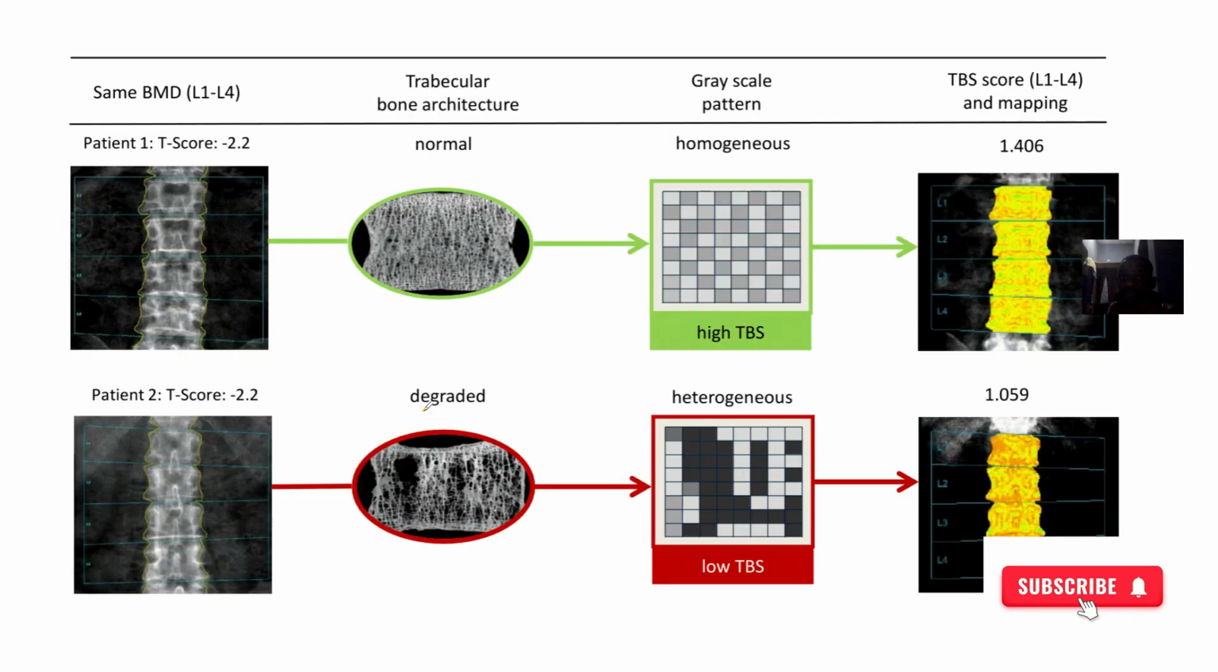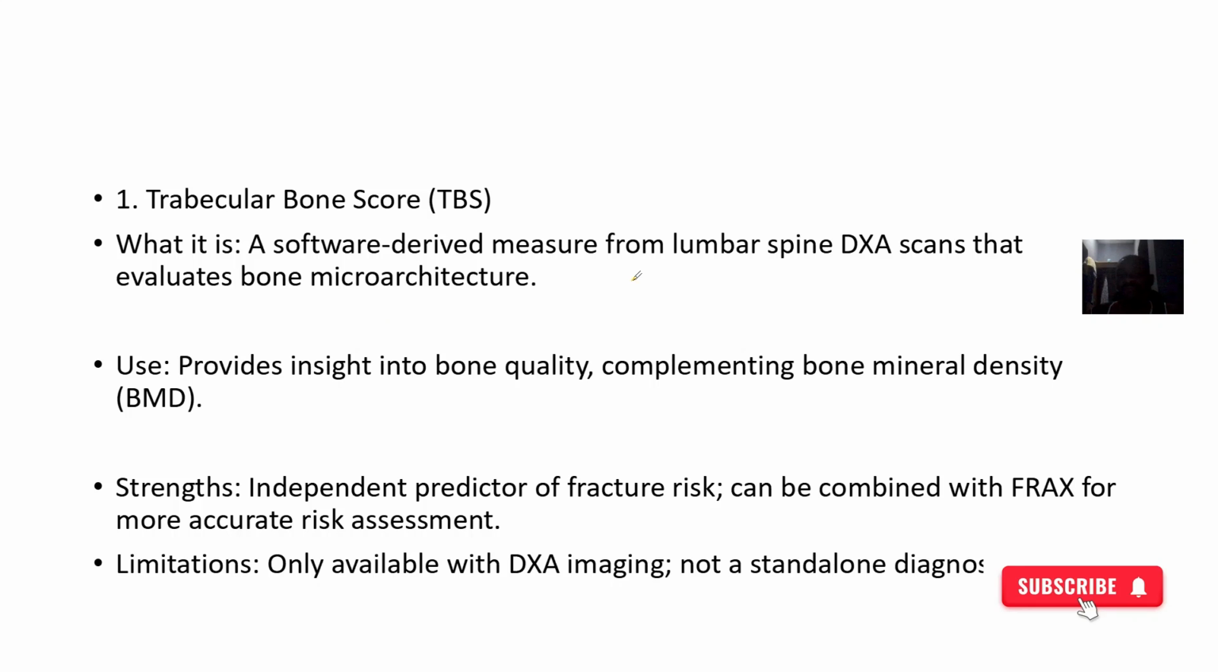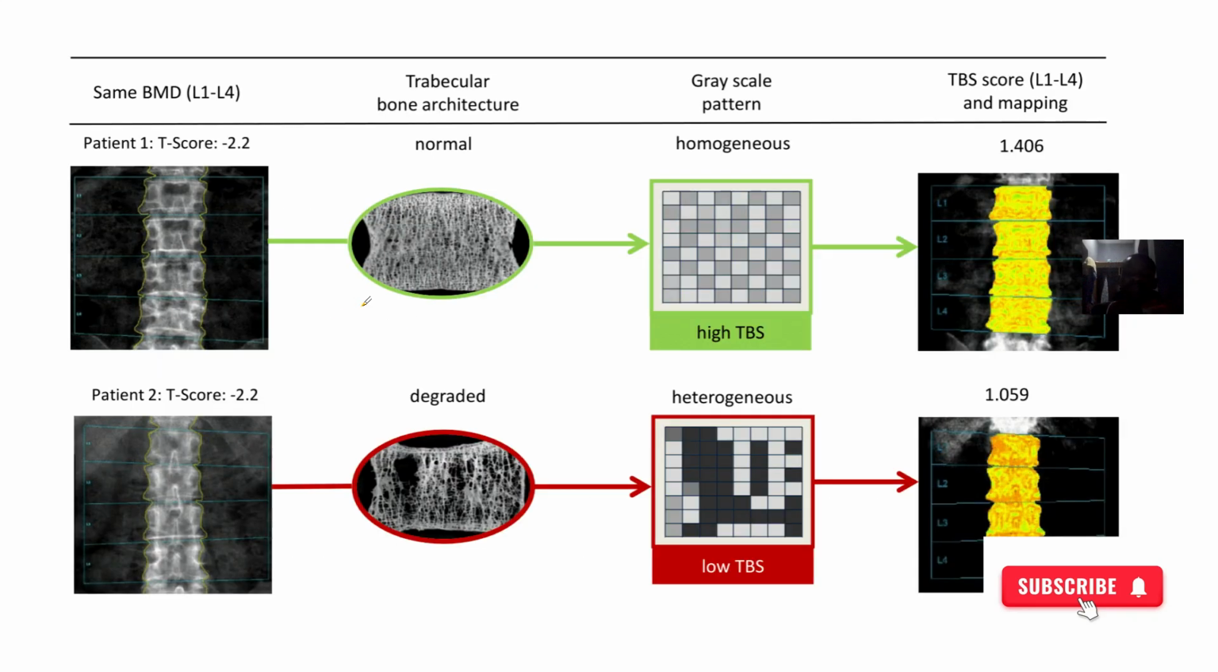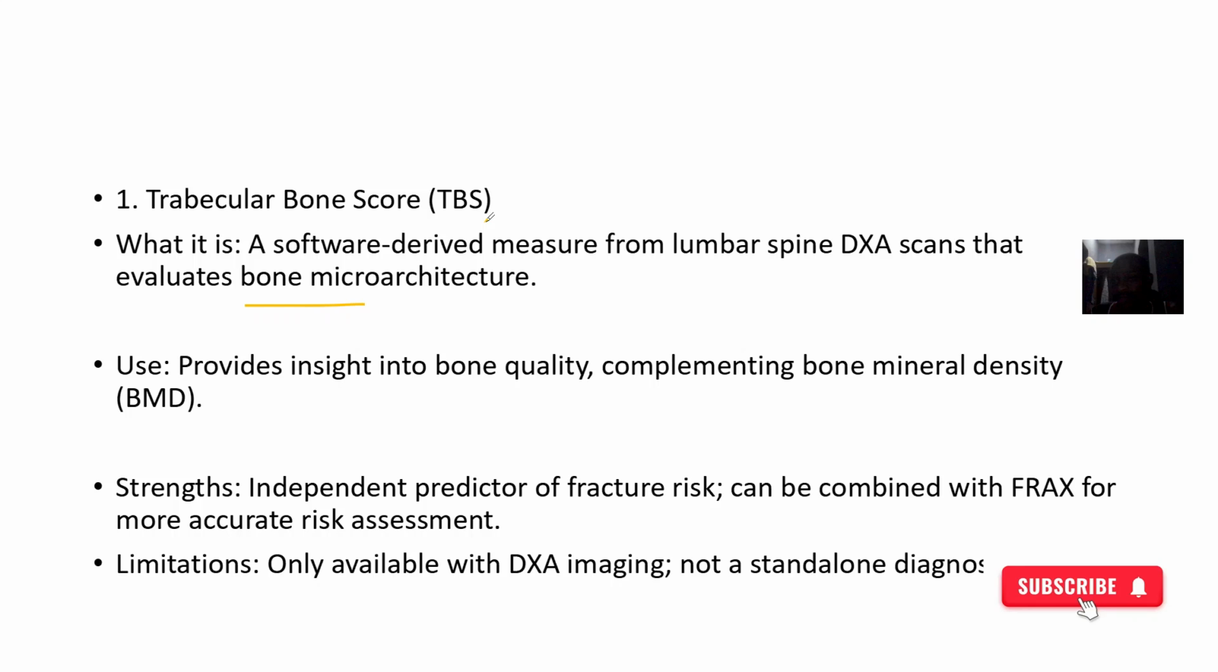So the Trabecular Bone Score, this is it. TBS. You can pause to observe any write-up here because this is the same thing I'm going to discuss. It's actually a software derived measure from the lumbar DXA scans. This one is basically trying to evaluate bone microarchitecture. You're trying to look at the breakdown of the bone. What's the mineral component? How much calcium is left? Is the bone still thick or is it weak? So it provides insight into bone quality.